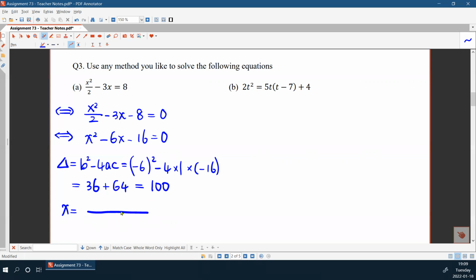x is given by the quadratic formula. 2a is the denominator, which is 2. Then -b, which is 6. Then positive or negative square root of delta. Of course, square root of 100 is positive or negative 10, right? And therefore, if you choose positive symbol here, this is 16/2, then x is 8. Or if you choose a negative symbol, 6 minus 10 is -4/2 is -2. So x can also be -2, right?